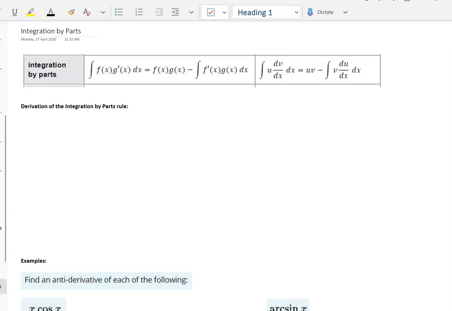The final integration technique that we're going to look at is integration by parts, and this one is very closely linked to the derivative using the product rule. In fact, we're going to use the product rule for derivatives to show how the integration by parts formula comes about. You see on your screen there, I've taken a snap of the formula booklet for the specialist mathematics.